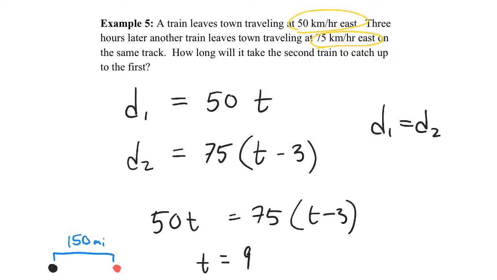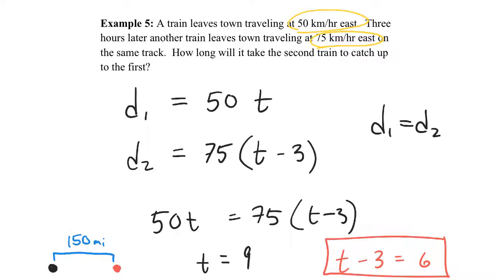Our answer from yesterday, we had 9 for T, but our goal, remember, was to figure out what T minus 3 was, which is 6. Okay, so the second car takes 6 hours to catch up to the first car, which has been traveling for 9 hours. So when you have a question like this, does D1 always equal D2? Well, because the second car caught up to the first one, they're at the same location, which means their distances are the same.